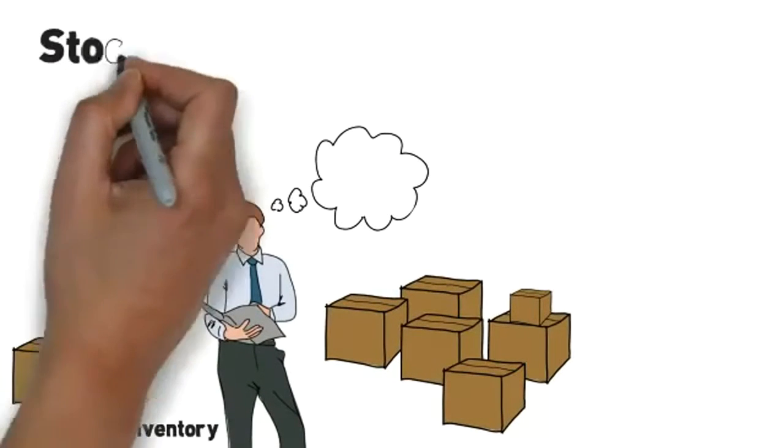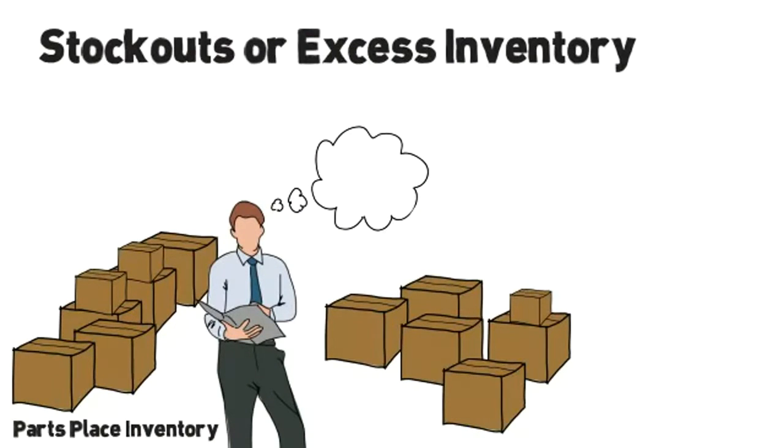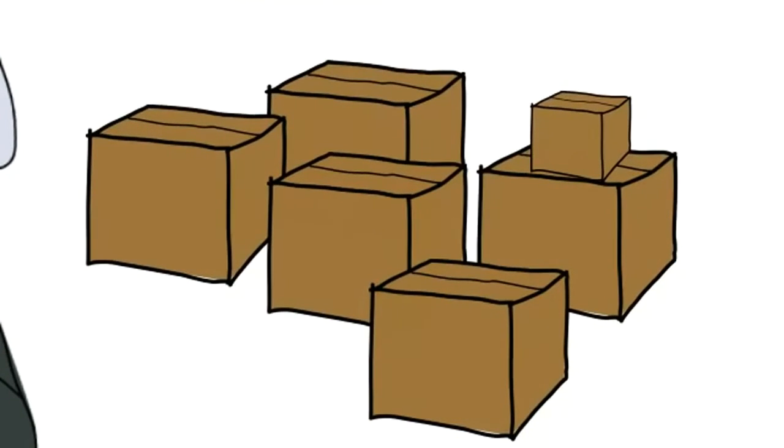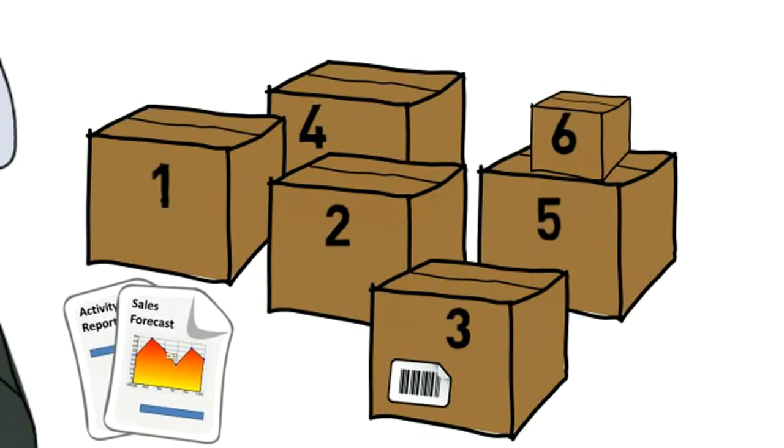Now let's take a look at inventory. The threats here are to have stockouts or excess inventory, which usually happen because we aren't keeping track of the inventory we have. We can track inventory and prevent these threats by using barcodes or RFID tags, or we can periodically count our inventory. We can also use sales forecasts and activity reports to project how much inventory we need to make.